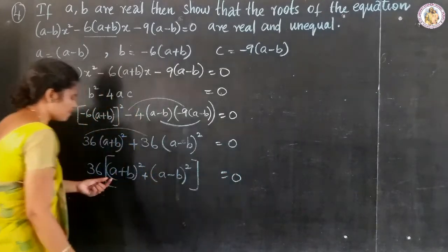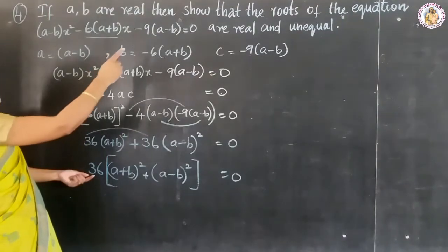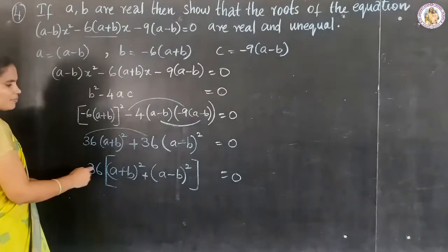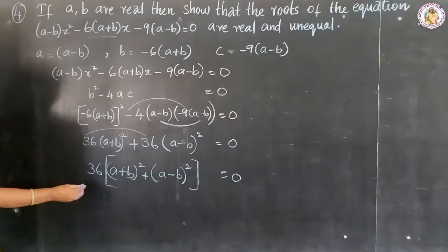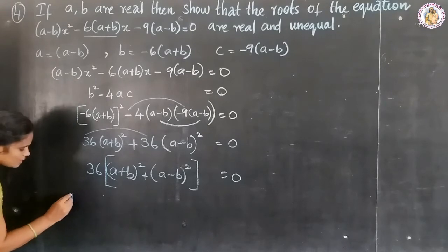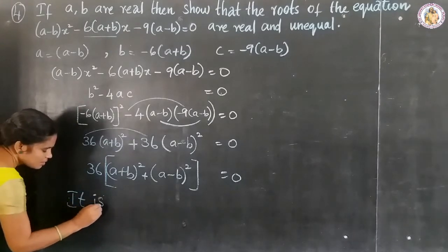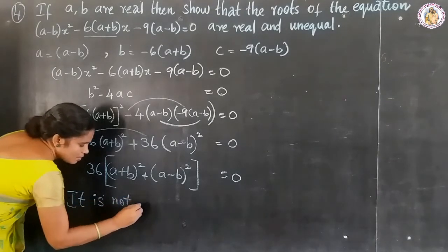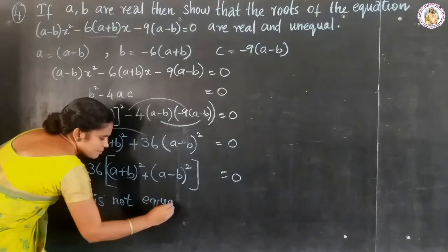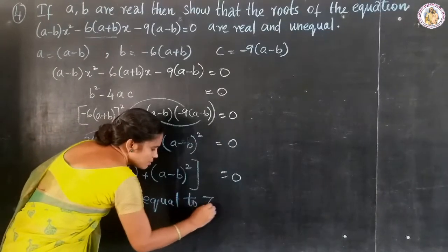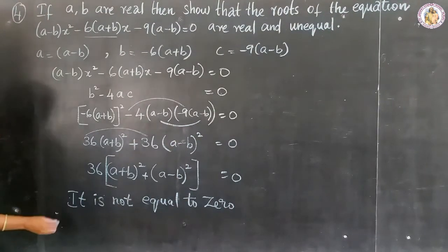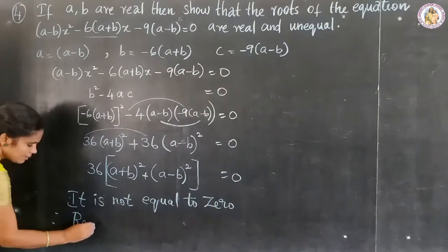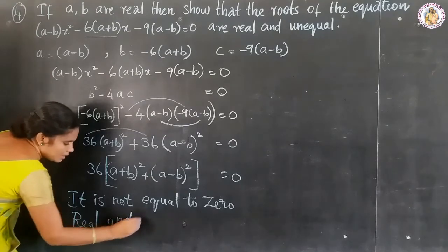Actually it is real and unequal. So here it is not proved as equal to 0. So it is not equal to 0. Therefore it is real and unequal.